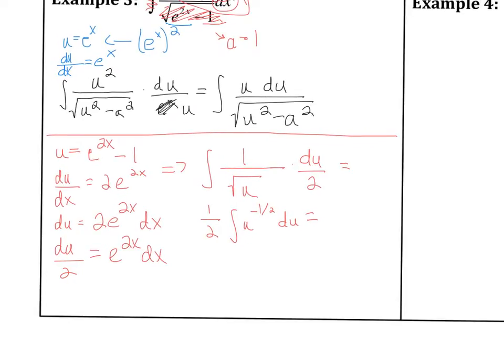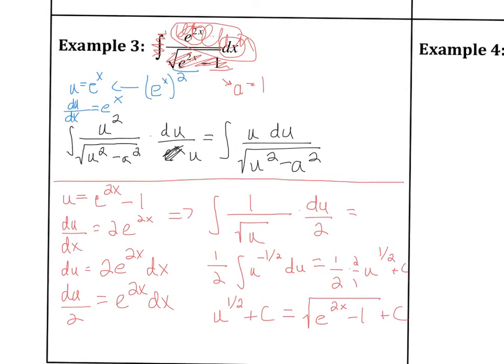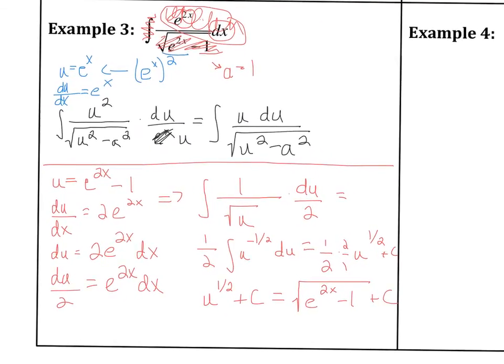So that's just going to be 1/2 u to the positive 1/2 divided by 1/2, so times 2 over 1 plus c, which will ultimately just be u to the 1/2 plus c. And when we back substitute, u to the 1/2 is just the square root of u, which is e to the 2x minus 1, plus c. So this wasn't an inverse trig at all. It was just a radical, right? So sometimes it's a little tough to tease apart, and you'll get better at discerning that.